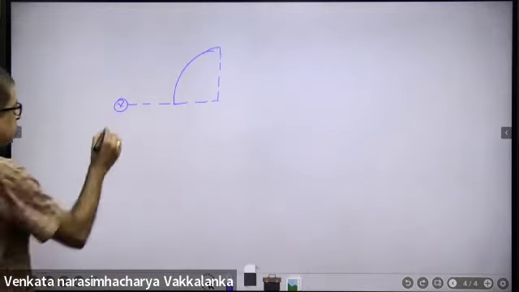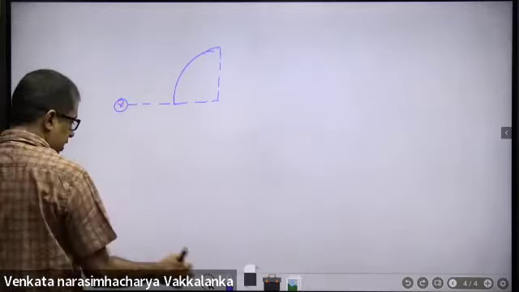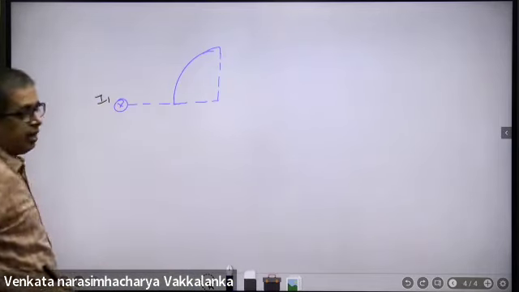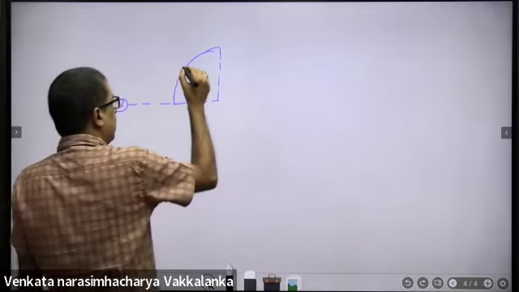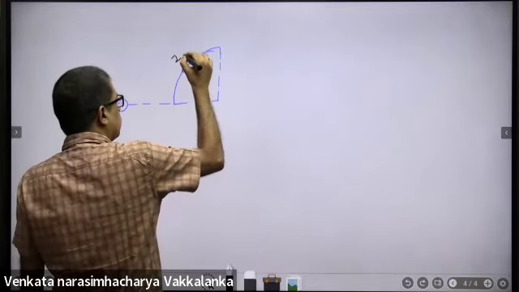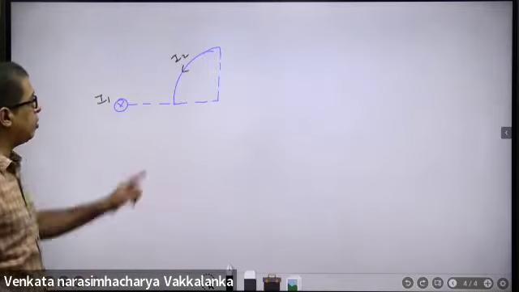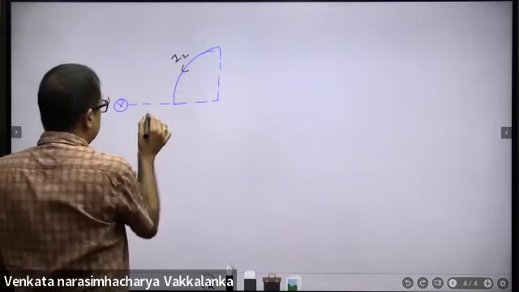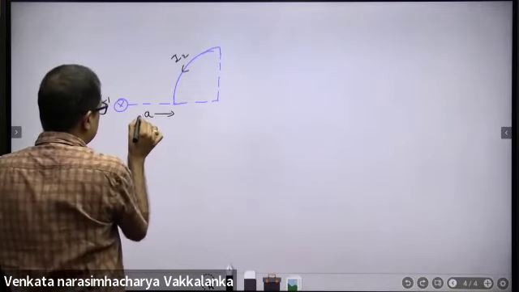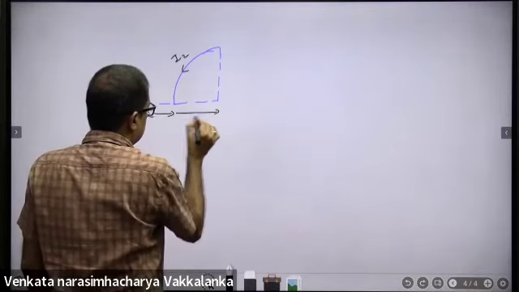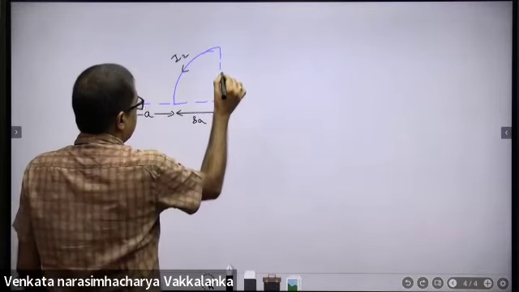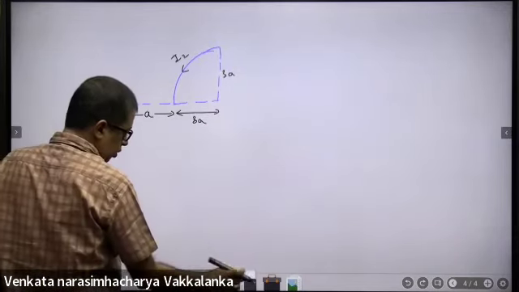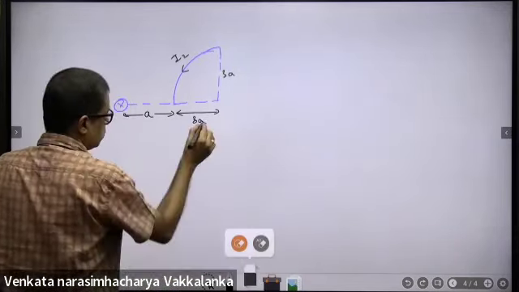Now have a look at this. This is an infinite long current carrying wire, I1. And current in this is I2. This is one quadrant of a circle. This distance is taken as A. This distance is taken as 3A. So far, so good? Yes or no? Yes, sir.